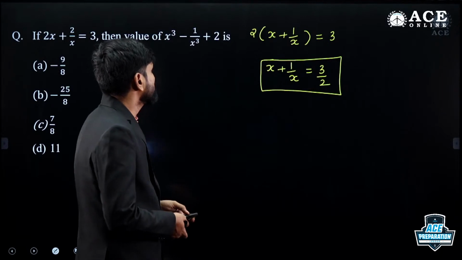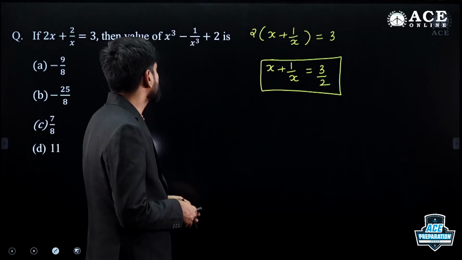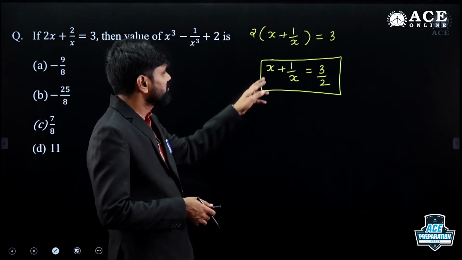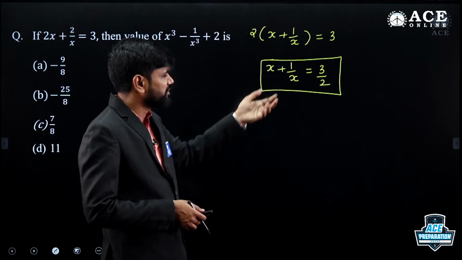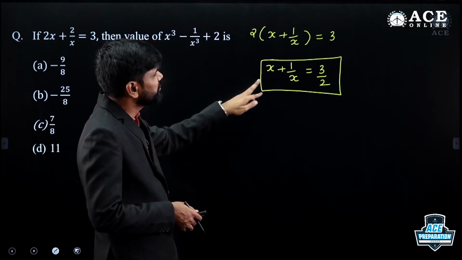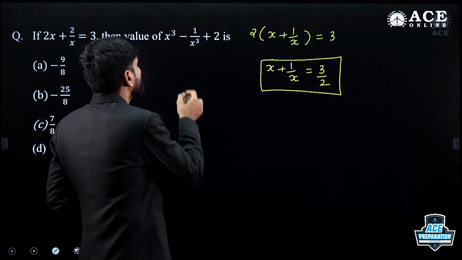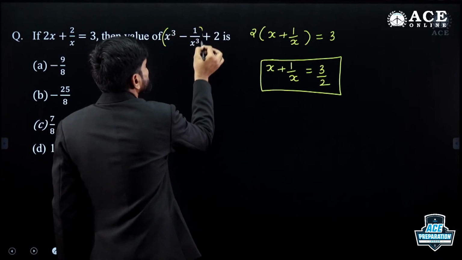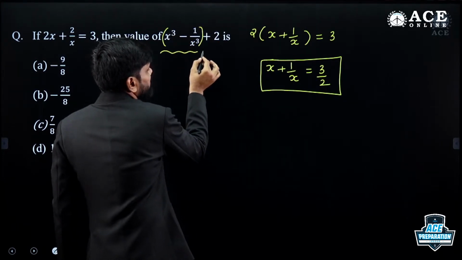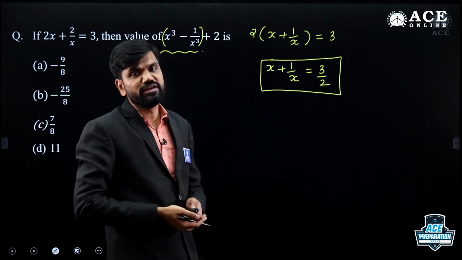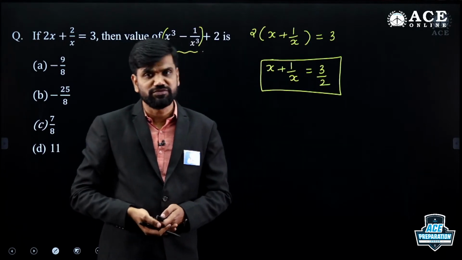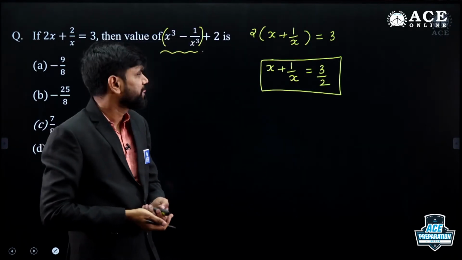Now going ahead with, you just find the value of x minus 1 by x from x plus 1 by x. Then go for applying the formula for x cube minus 1 by x cube and solve that one. I am just giving you the hint. You just go ahead with the solution for this. Right? Can you do that?